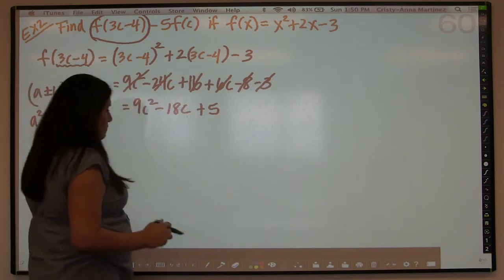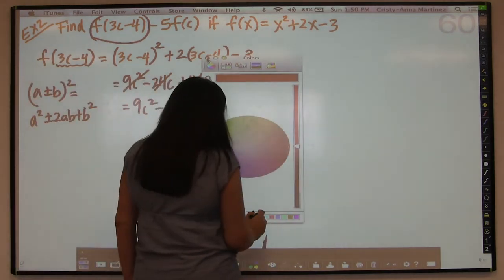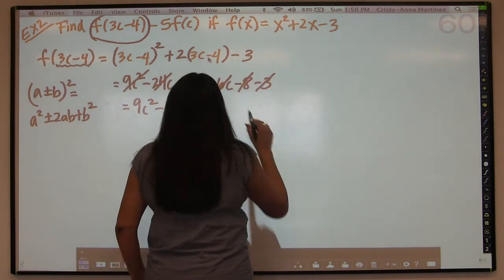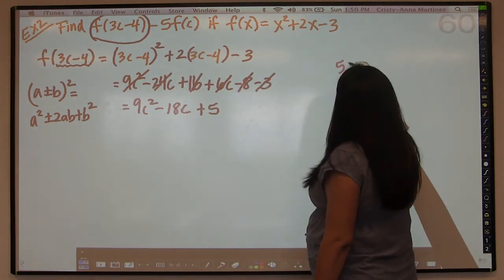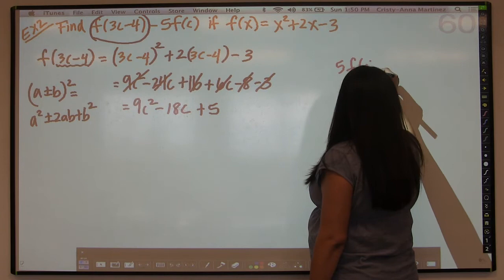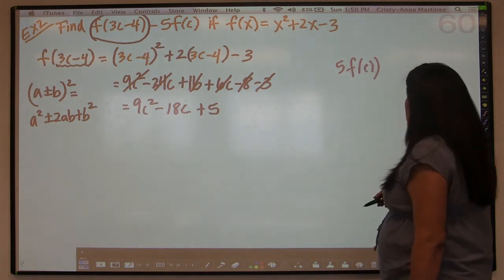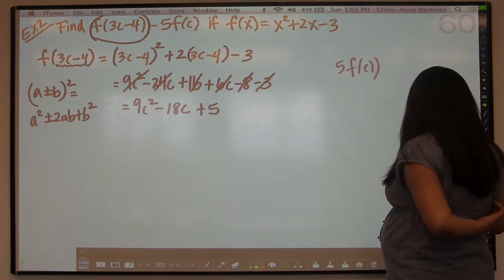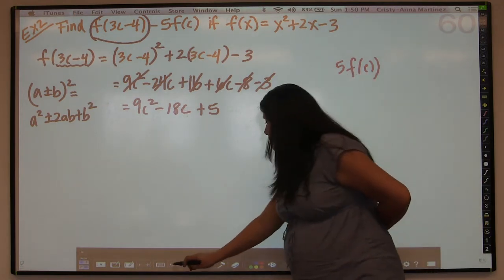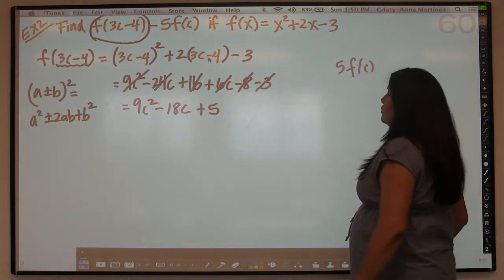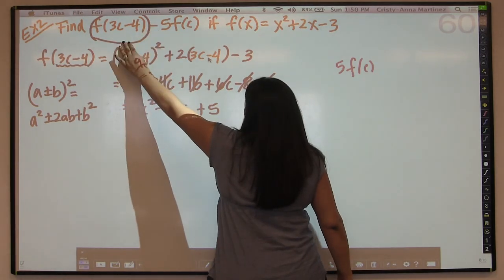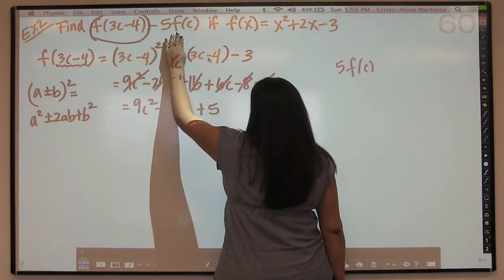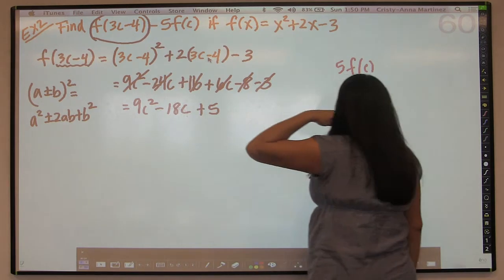Okay, now what we want to do is we want to find 5 times f of c. And the reason why we want to do that is so that afterwards we can actually subtract the two results. And this is a minus here. So I already found this. I'm going to find 5 times f of c, and then I'm going to subtract my results.